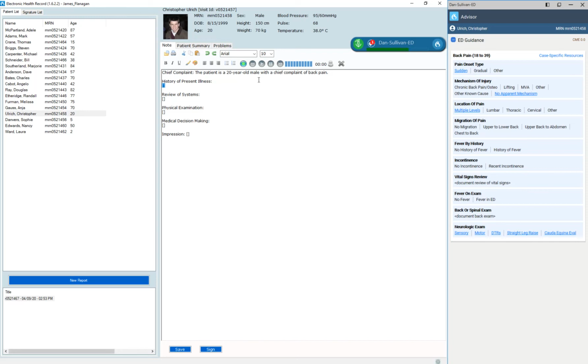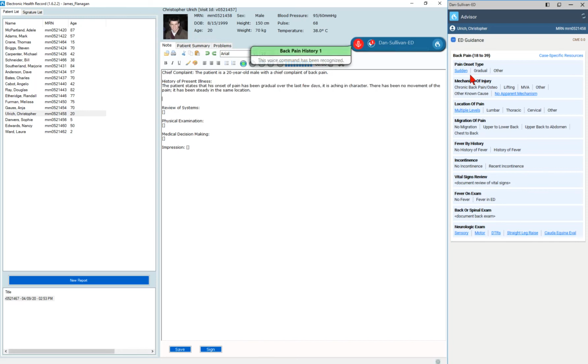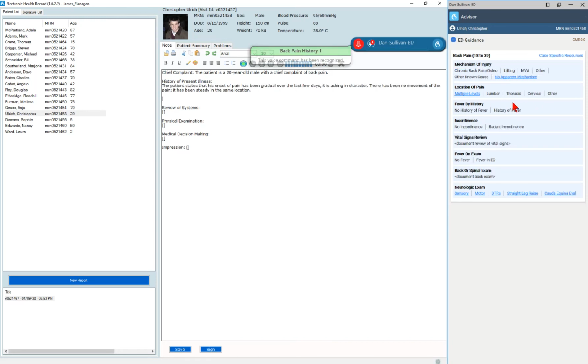Back pain history 1. The onset was gradual, so that will retire. There's no movement or migration of the pain, so that will retire. Both typical for musculoskeletal pain, but now let's give the patient something a little bit different. The pain is located in both the lumbar and thoracic areas.